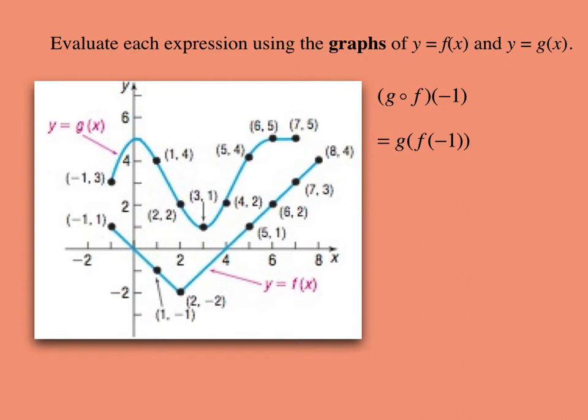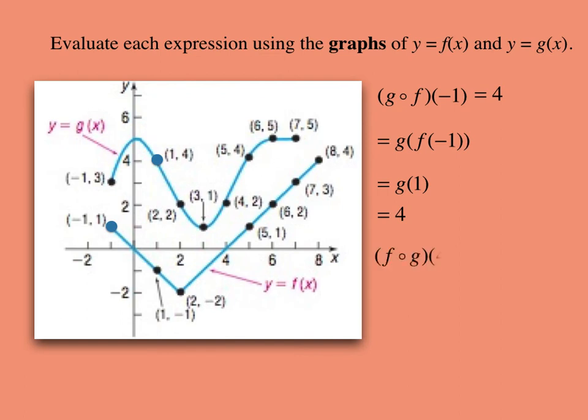So once again, we'll start with f of negative 1. Let's look at our x-axis. At negative 1, the value of the f function is 1. So we can find g of 1. We'll look at our x-axis at 1, and the value of the curve g is equal to 4. So my original problem, g of f of negative 1, is equal to 4.